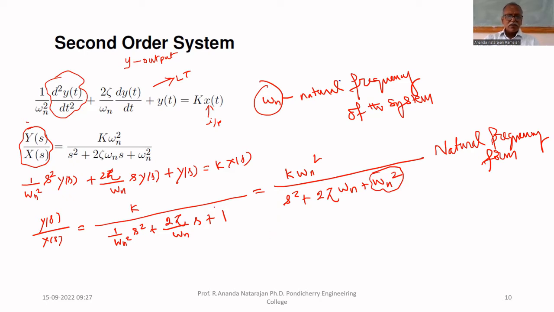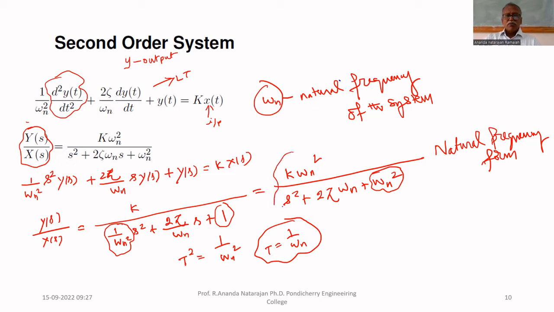The other form is called the time constant form. The constant term must be 1, where tau square equals 1 upon omega n square. The coefficient of s square is tau square, the time constant squared. The time constant tau equals 1 by omega n. That is the relation between natural frequency and the time constant. This form is called the natural frequency form for a second order system.